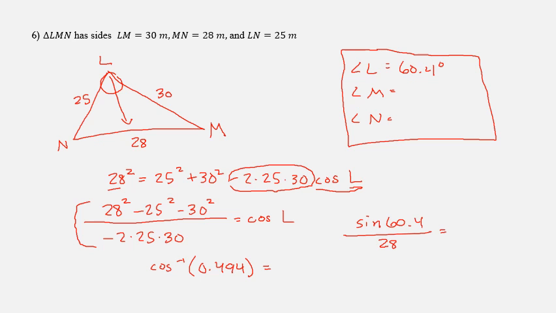Now we can pick either one. We could solve for n or we can solve for m. Let's solve for m. We'll just go in alphabetical order here. So if we're going to solve for m, we need to use the side across from it, 25. So 25 sine 60.4 equals 28 sine m.